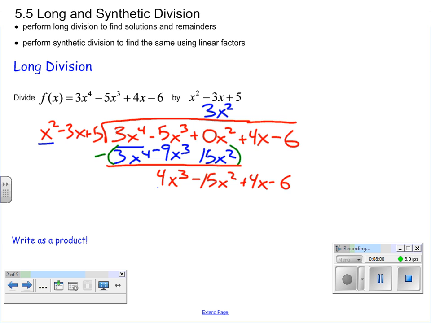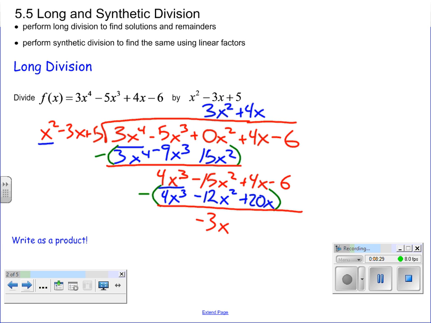Okay, so we're going to go ahead and do it again. So x squared goes into 4x cubed. How many times? 4x times. So 4x. And then go ahead and multiply this out. So 4x times 5 is 20x, and minus 12x squared, and then 4x cubed. Key thing is you always have to subtract this, okay, just like you would in normal division. So 15 minus 12, so it's going to be negative 3x squared. 4 minus 20 is negative 16x, and minus 6.